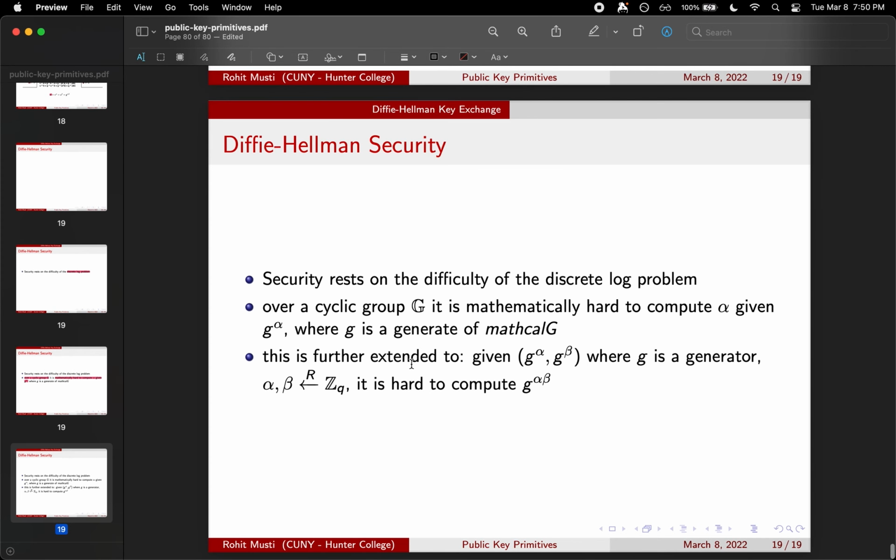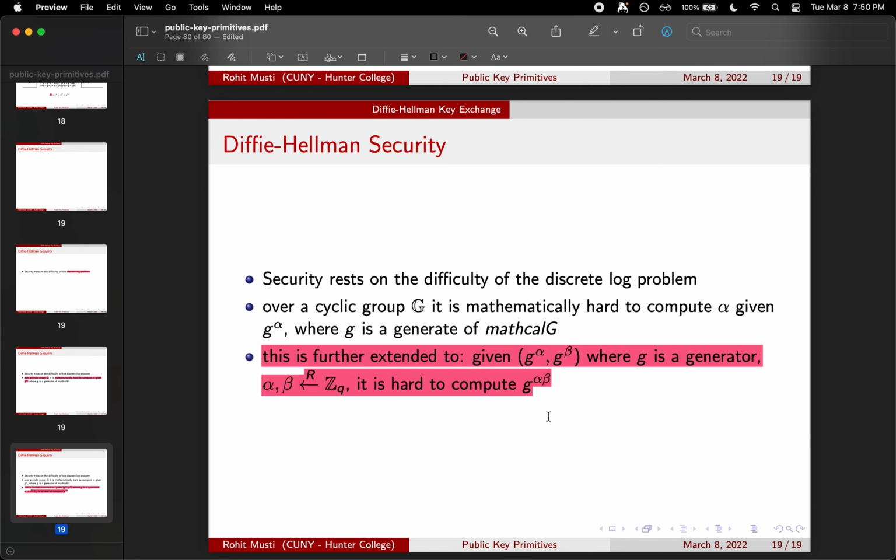And finally, this property is further extended. Given G to the alpha and G to the beta, where G is a generator, and alpha and beta are uniformly randomly sampled, it is as hard as a discrete log problem to calculate G to the alpha beta. If you can do this, you will win a Turing Award and be famous and live throughout history. I don't think it's possible, but that is the hardest problem.